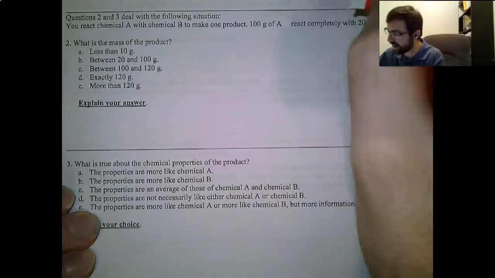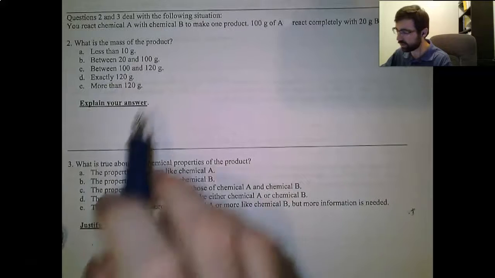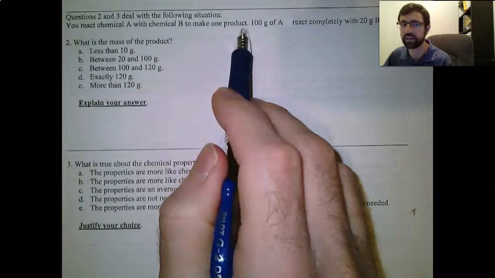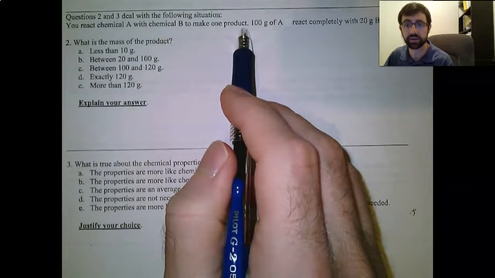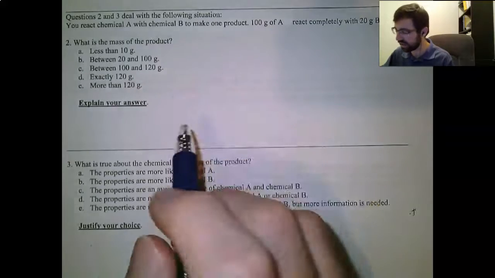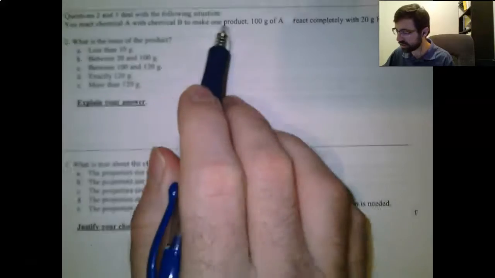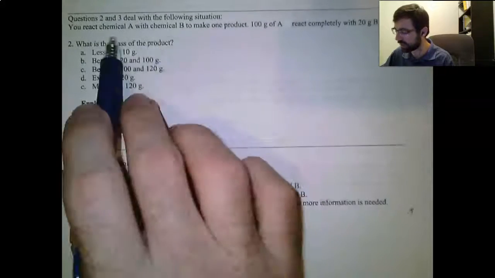Well, if we only have one product, it sounds like a stoichiometry problem. It sounds like we've got to think through limiting reactants and then calculate it, and we don't have enough information. But this isn't actually a limiting reactant problem. It's just telling us we've got only one product. So this is actually related to the law of conservation of mass. Assuming this reaction goes to completion, chemical A and chemical B react to produce one product. We can just add up their masses.